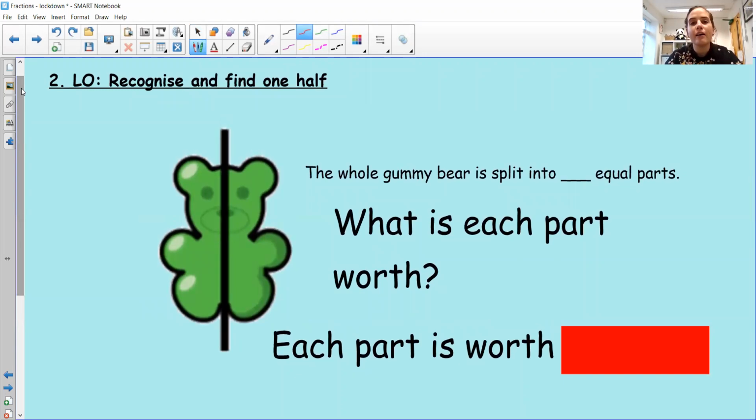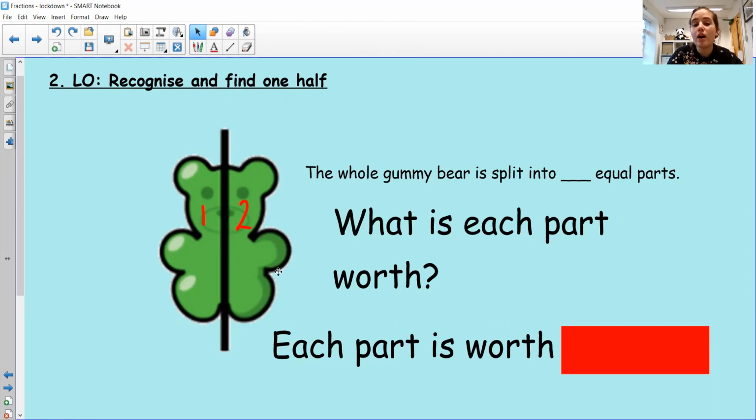So today, our learning objective, what we're going to be learning about today, and I did briefly mention this in yesterday's lesson, is to recognise and find 1/2. So what is 1/2? Let's look at our gummy bear. The whole gummy bear, all of it, is split into parts. Well, we have one part here and we have another part here. There are 2 parts.